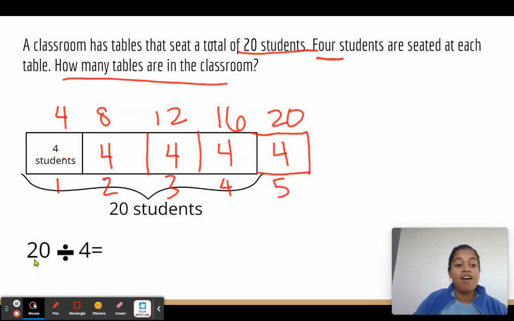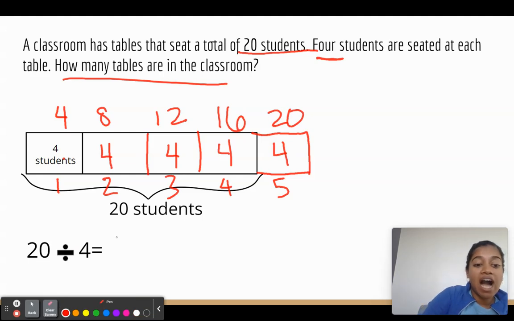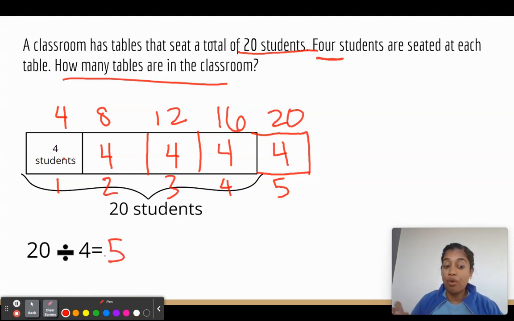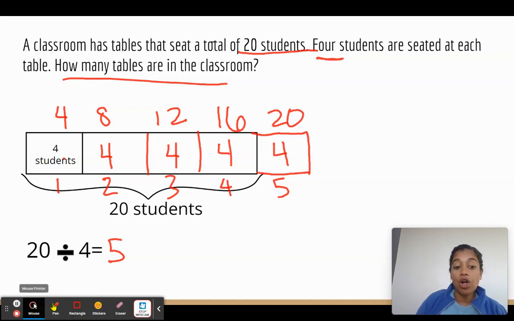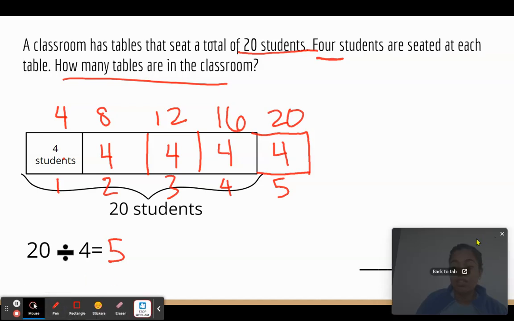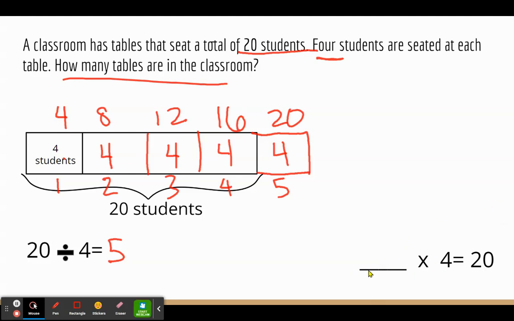So 20 students divided by 4 students in a table is going to give me 5 tables. So 20 divided by 4 is equal to 5. I can also combine these together. So, let me go ahead and X my face out. So something times 4 is going to equal 20. I found out that if I take 5 tables, and each of those 5 tables have 4 students, that's going to give me 20 students. So 5 times 4 is 20. So I can use a strip diagram to model both a division problem and a multiplication problem.